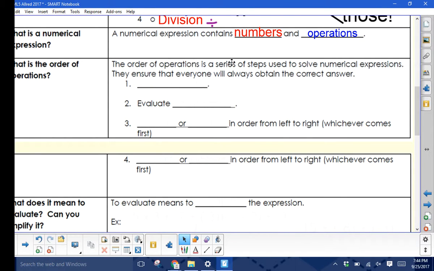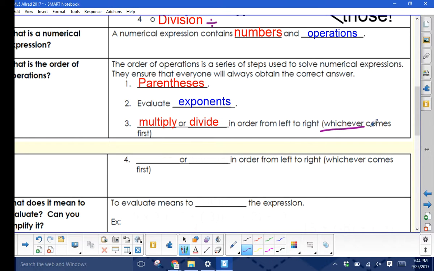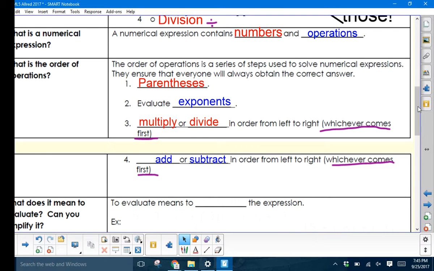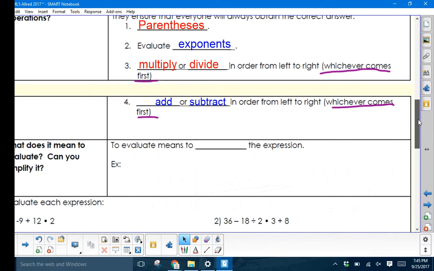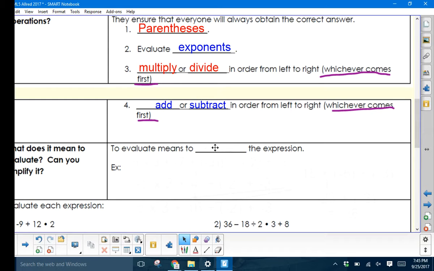The order of operations is a series of steps that you talked about in the 6th grade. You remember that you do parentheses first, then you evaluate the exponents, then you multiply or divide from left to right, whichever one comes first. And then lastly, but not leastly, you add or subtract from left to right, whichever one comes first, in whatever order. Okay? The problems today are going to ask you to evaluate them. That's just a big fancy word for simplify.